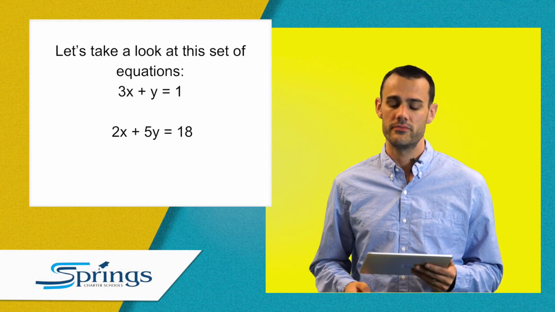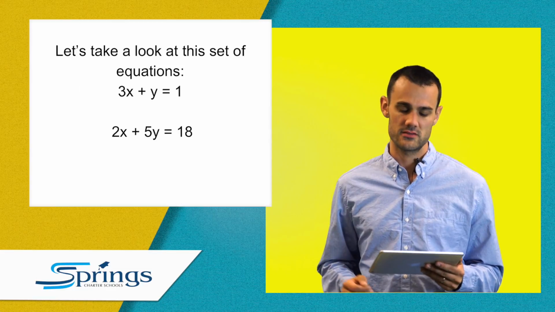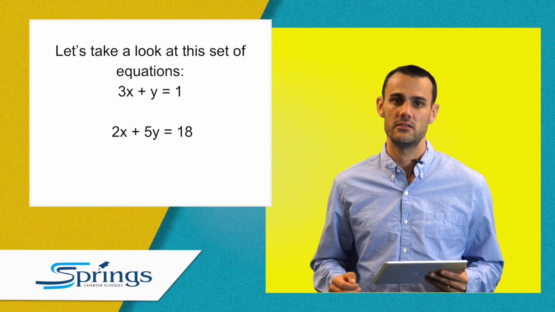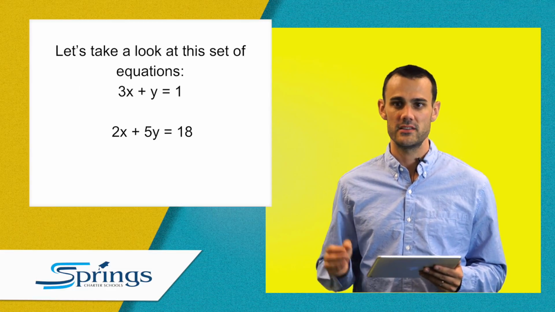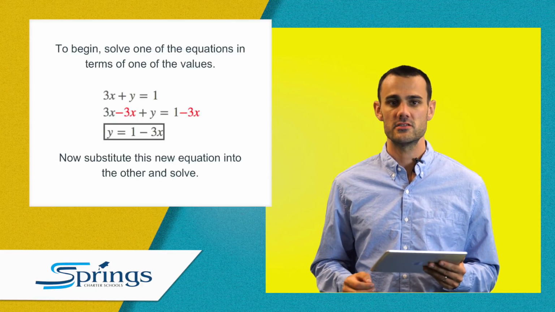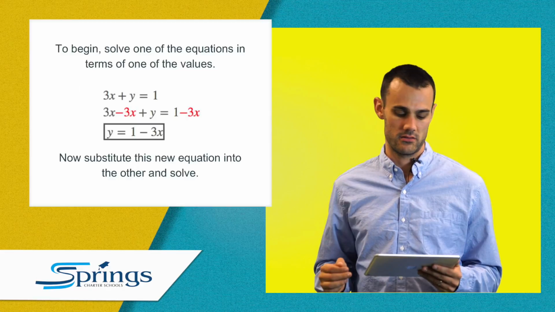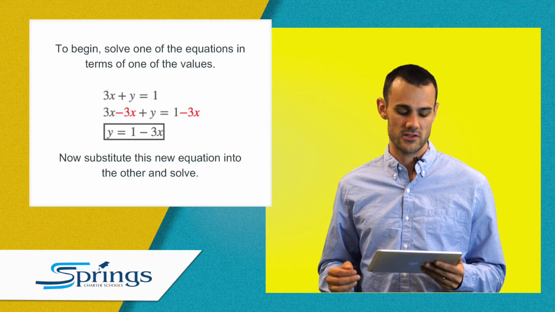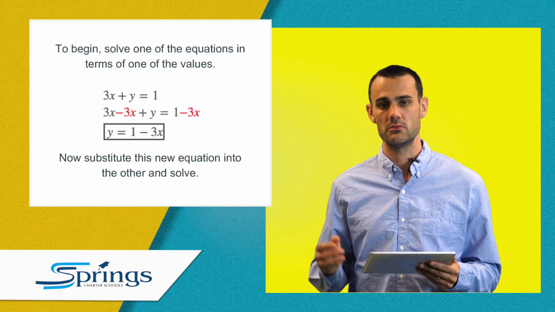So the first set of equations we're going to look at as a review is 3x plus y equals 1. And our second equation is 2x plus 5y equals 18. Now we're going to use this special method to solve. To begin, solve one of those equations so it says y equals something. In this case, we chose the first equation, 3x plus y equals 1.